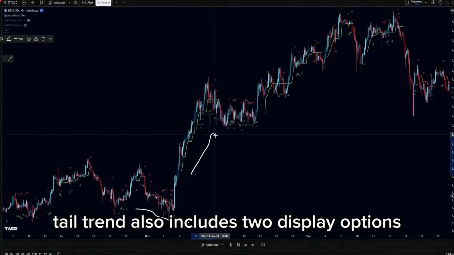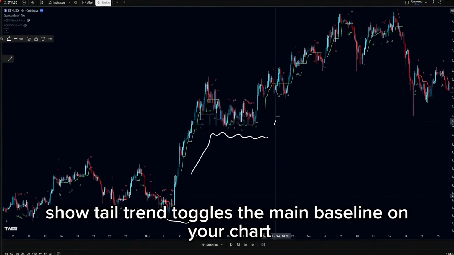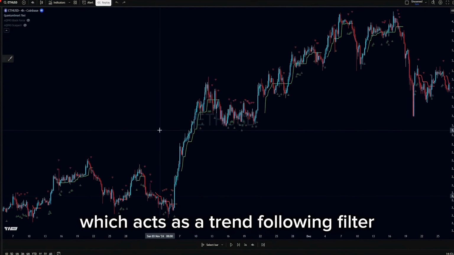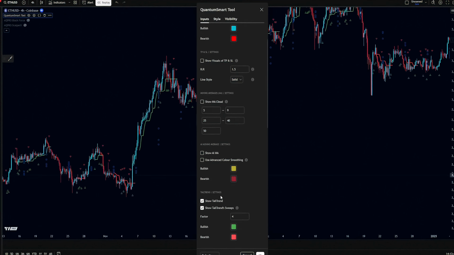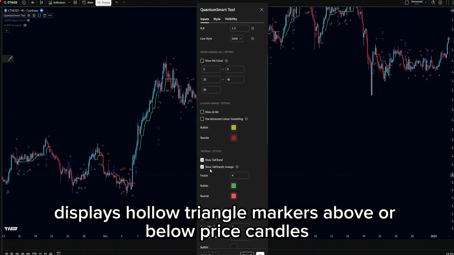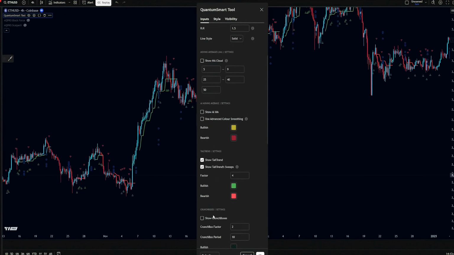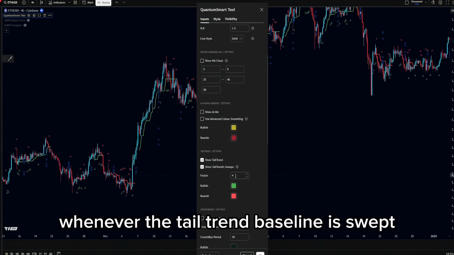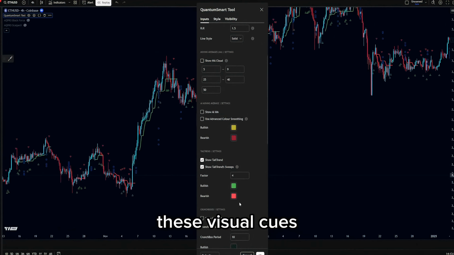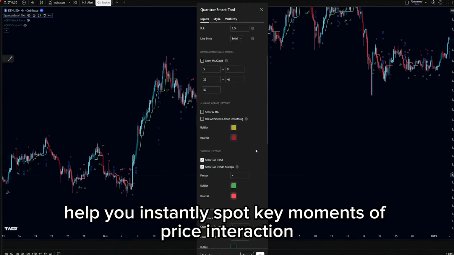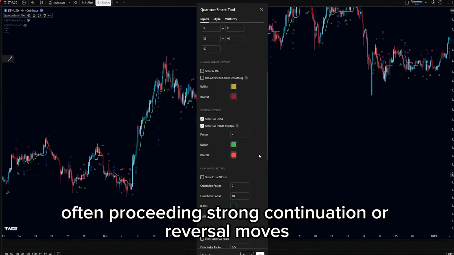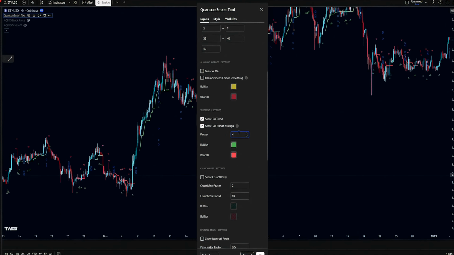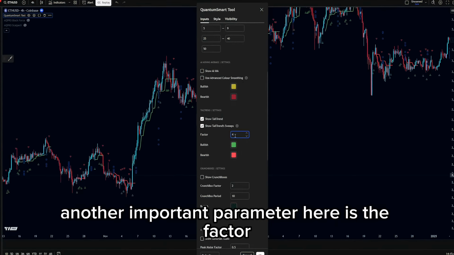Tail trend also includes two display options. Show tail trend toggles the main baseline on your chart, which acts as a trend-following filter. Show tail trends sweeps displays hollow triangle markers above or below price candles whenever the tail trend baseline is swept. These visual cues help you instantly spot key moments of price interaction with the trend line, often preceding strong continuation or reversal moves.